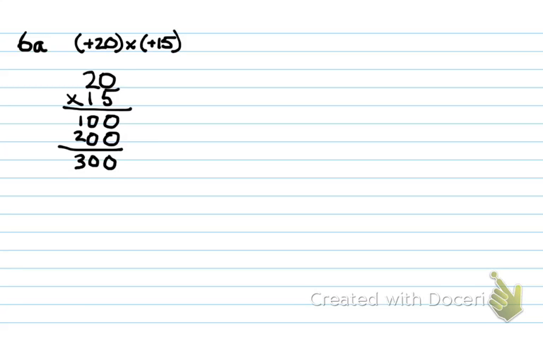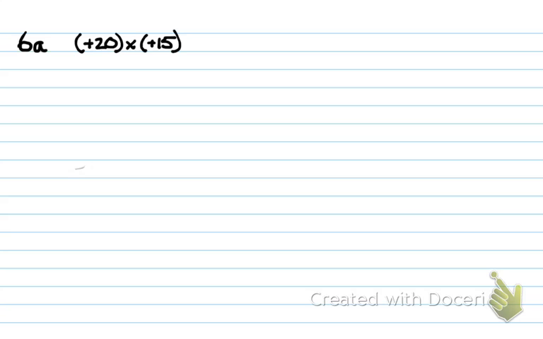So I'm just going to quickly erase this. And I'm going to show you how the distributive property works. What we're going to do is we are going to multiply positive 20 by positive 10 plus positive 5. Notice how I use the square brackets to separate things out just a little bit.